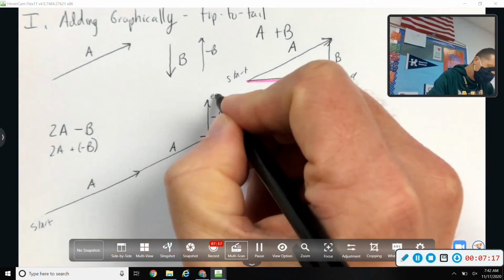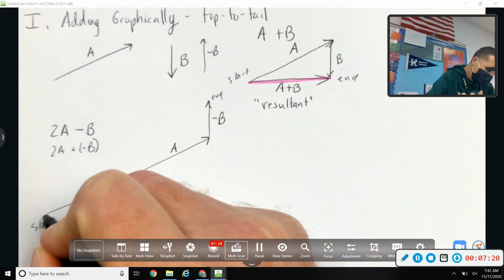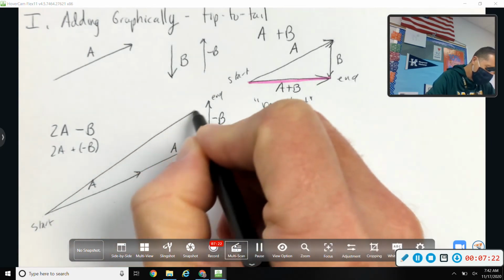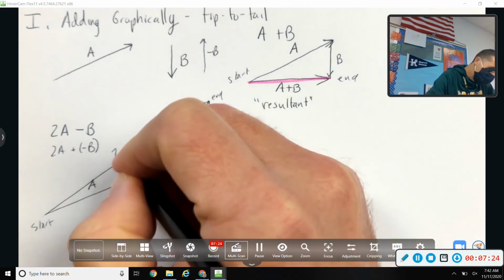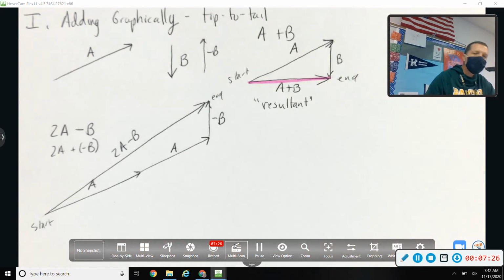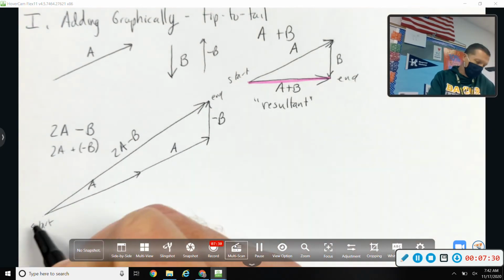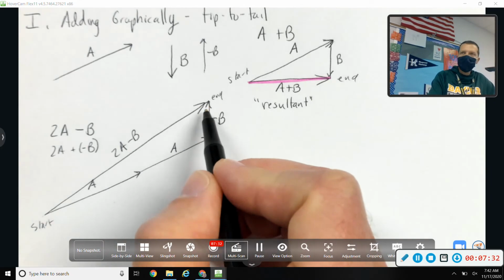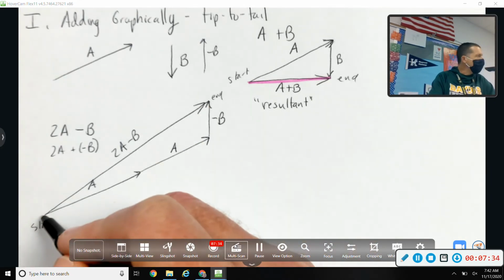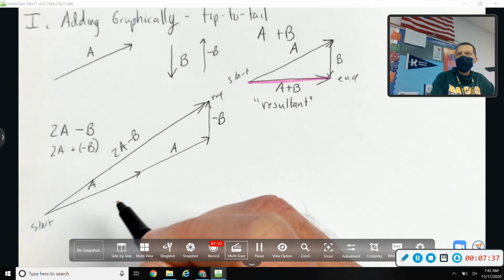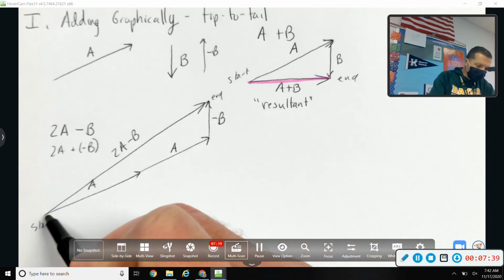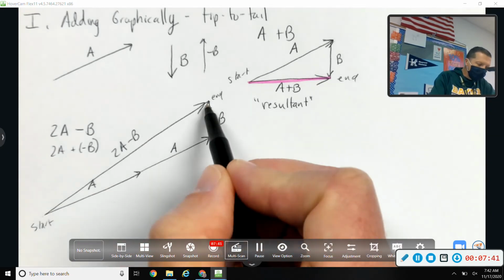Start, end. And that is our resultant. And it's important to put the arrow on the correct end, from where you started to where you finished. You don't draw the arrow back to the beginning. This is not making a circle. You followed these directions and you ended up from here to here.